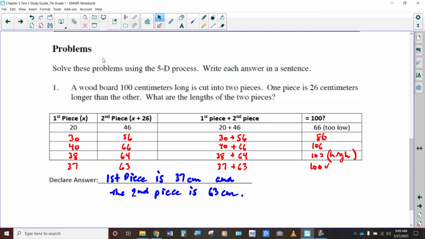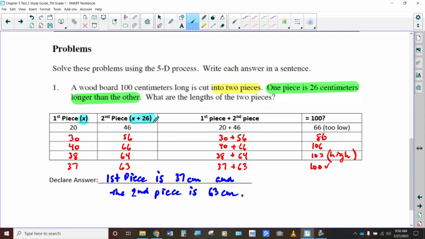I don't know. Okay, so a wood board 100 centimeters long is cut into two pieces. All right, so that's good to know. It's cut into two pieces. One piece is 26 centimeters longer than the other piece. So it sounds like we've got two different pieces. And so we're going to define the first piece will be X, and the second one is 26 longer. So that would be X plus 26.